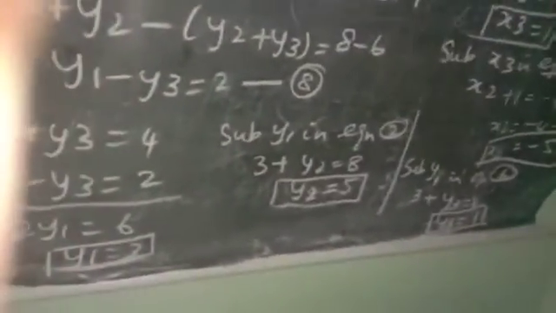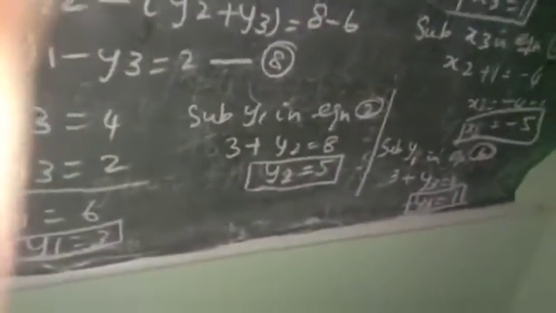Substitute the y1 in equation 6. 3 plus y3 is equal to 4. Therefore y3 is equal to 4 minus 3, 1. So listen, y1 is 3, y2 is 5, y3 is 1.